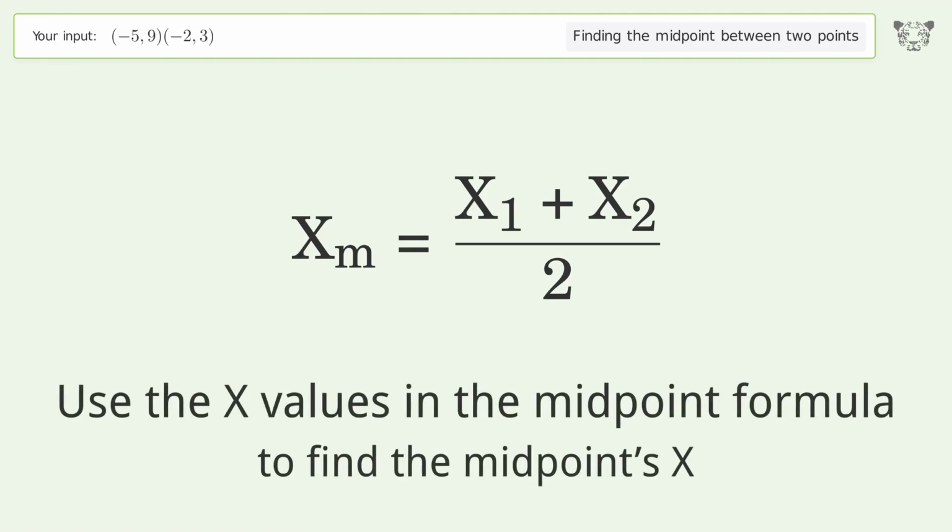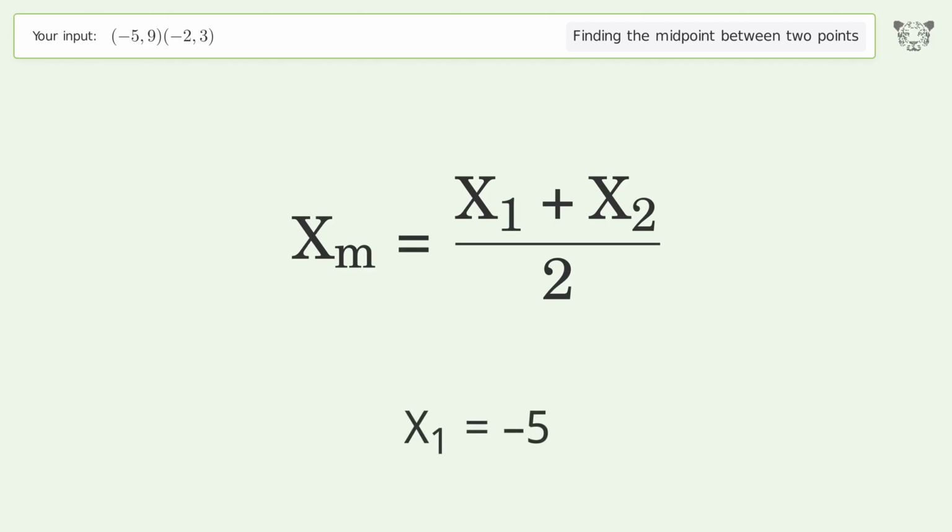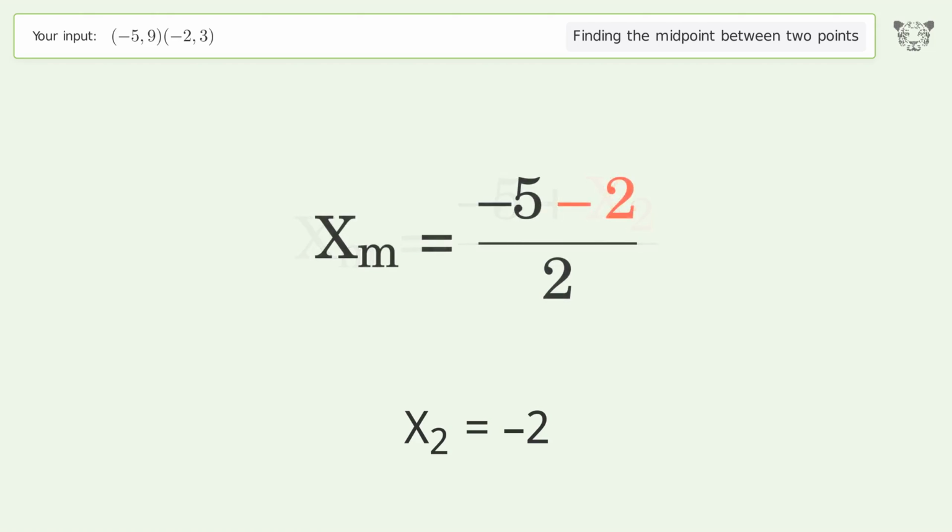Use the x values in the midpoint formula to find the midpoint's x. x1 equals negative 5. x2 equals negative 2. Simplify the arithmetic.